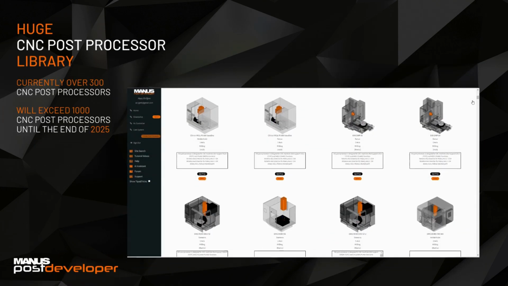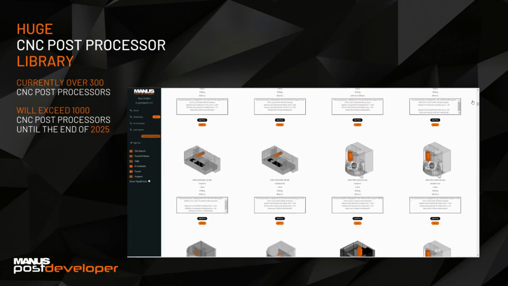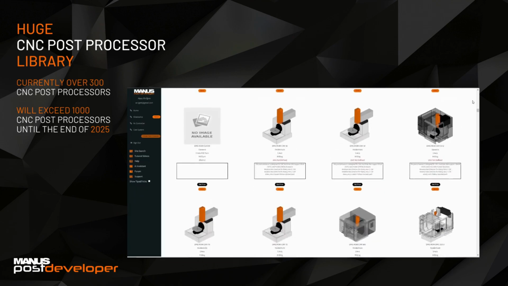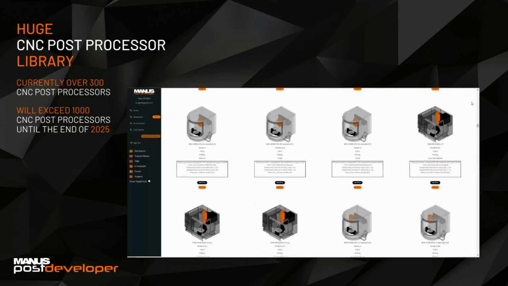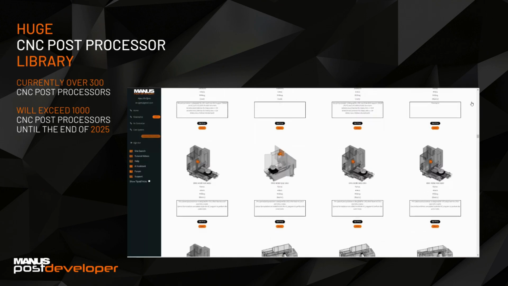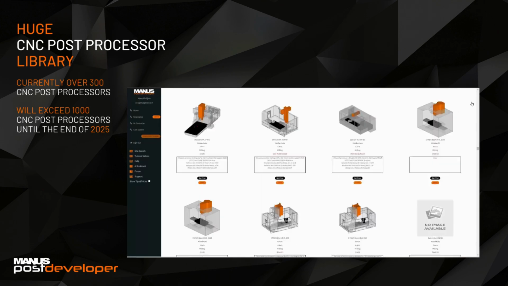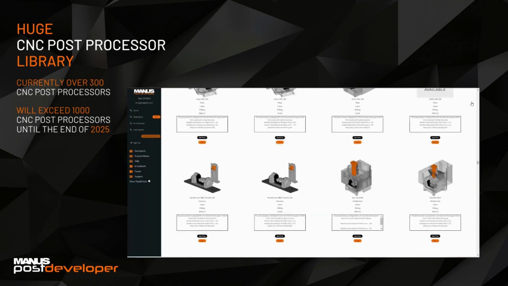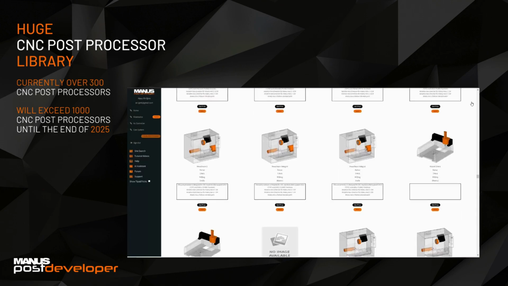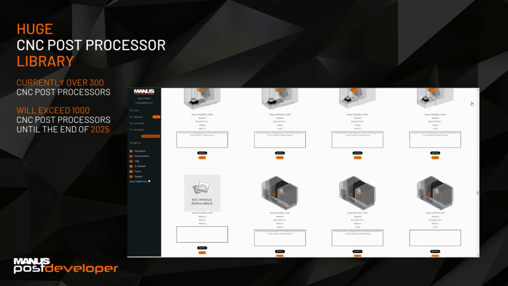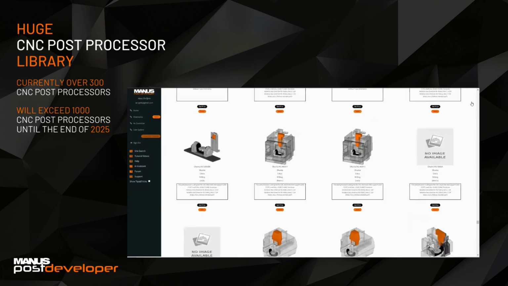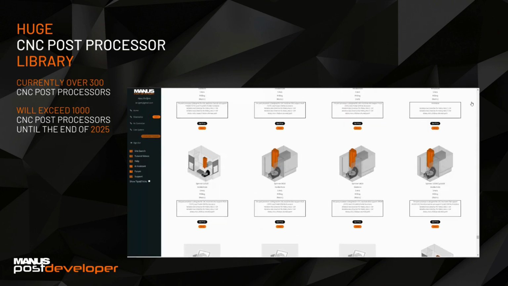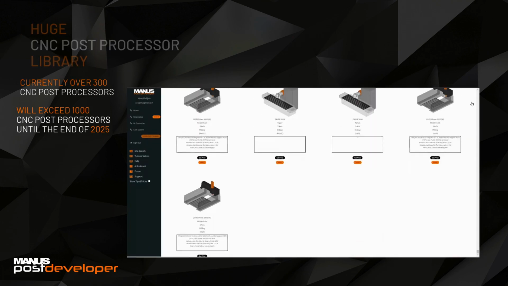MANUSpost Developer has a huge CNC post-processor library that has over 300 post-processors ready to use. Thanks to this extensive library, you don't have to start creating your post-processor from scratch. You select the post-processor you want from the library and make small changes to customize your post-processor as you wish. If your machine is not present in the library, you can easily define your own CNC machine kinematics.